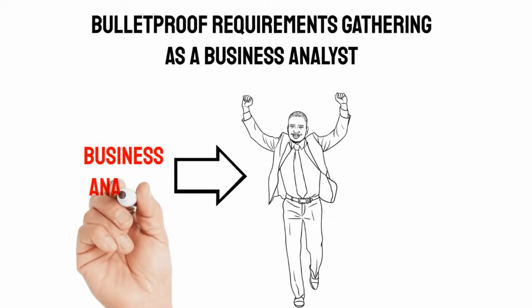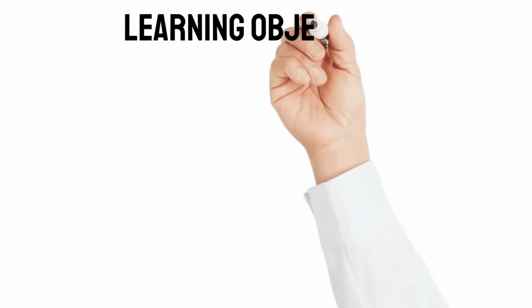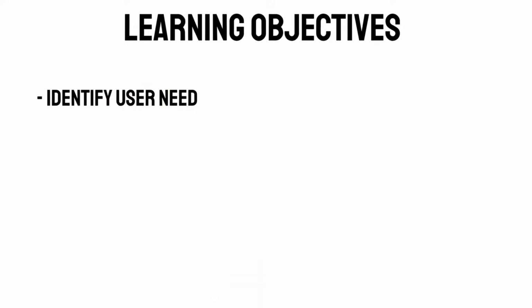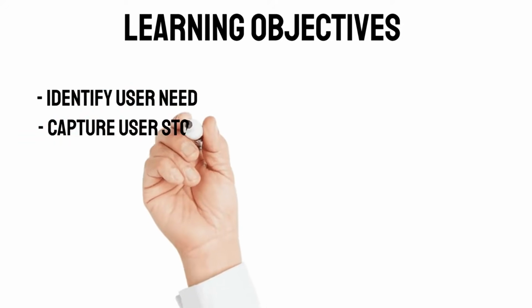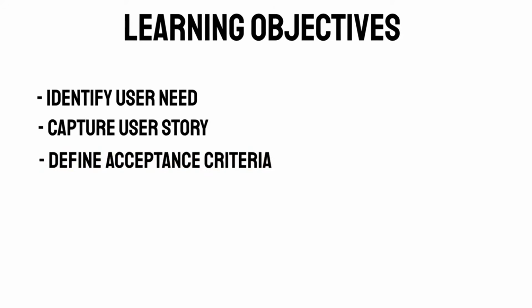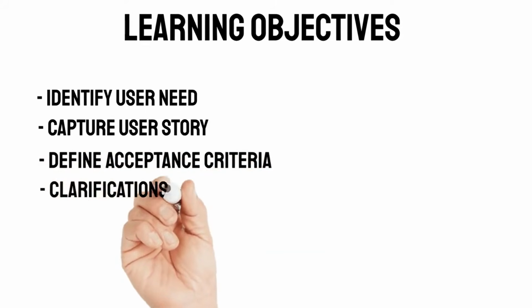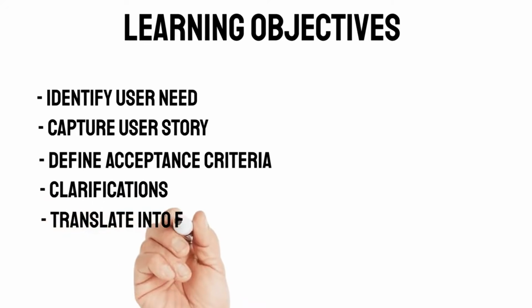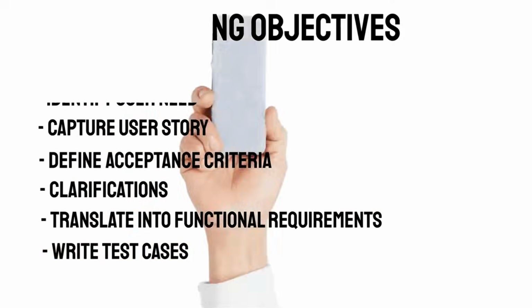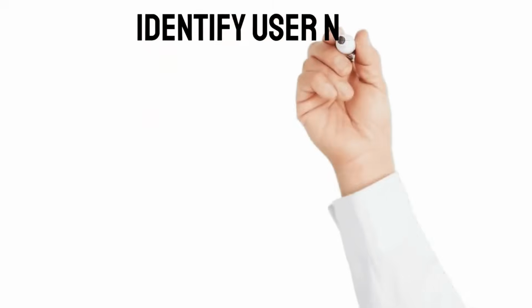In this video, I'm going to show you how to conduct requirements gathering as a business analyst with real-life examples. By the end of this video, you will have a good understanding of what is involved in identifying a user need, how to transform this user need into user stories, how to define acceptance criteria for these stories, how to clarify topics as a business analyst, how to translate business requirements into functional requirements, and finally, writing test cases for your requirements. If this sounds interesting to you, make sure to watch this video until the end. Let's get started right away.